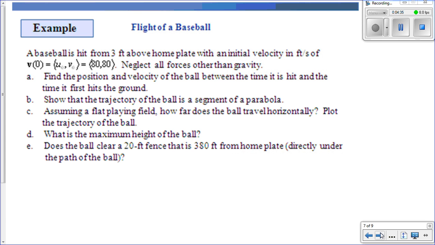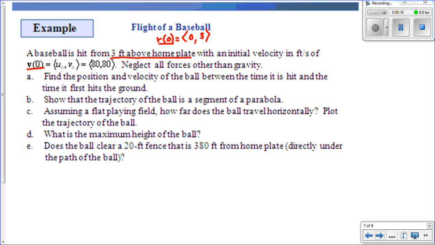Okay, so now let's say a baseball's hit from 3 feet above home plate with an initial velocity of v of 0 equal to 80. So we're told that u naught is 80 and v naught is 80. That's actually the horizontal and the vertical components of that velocity. Now what they're telling us by saying that the ball is hit 3 feet above home plate is they're giving us an initial position. They're telling us that r of 0, 3 feet above home plate, the x component would be 0 and the y component would be 3.